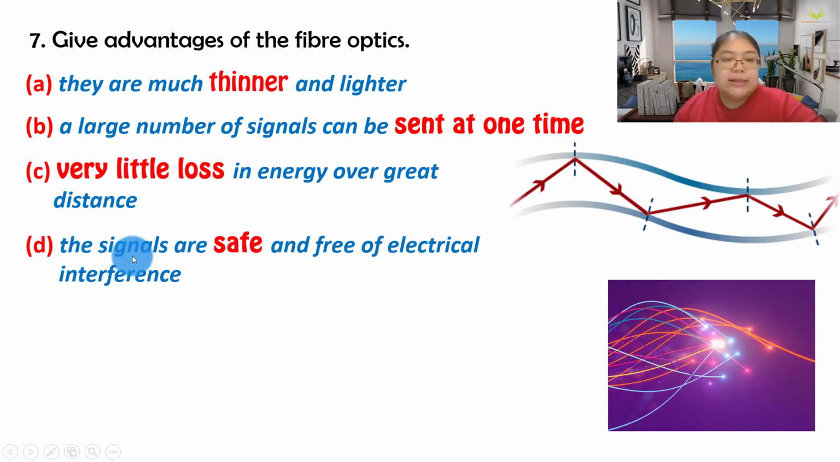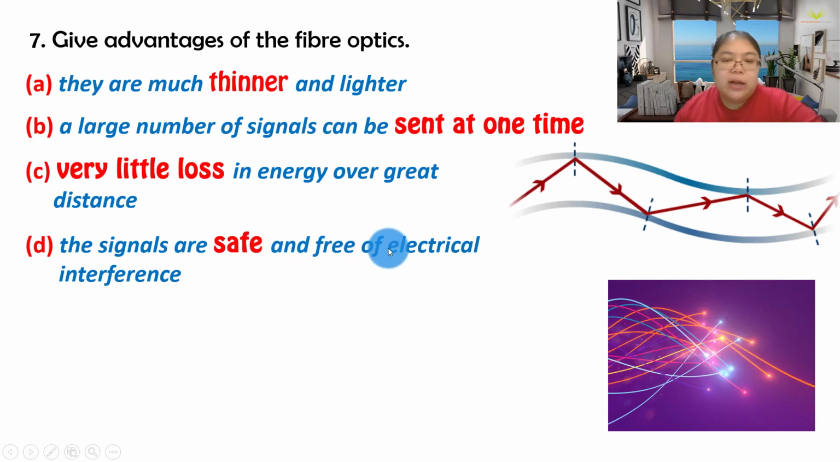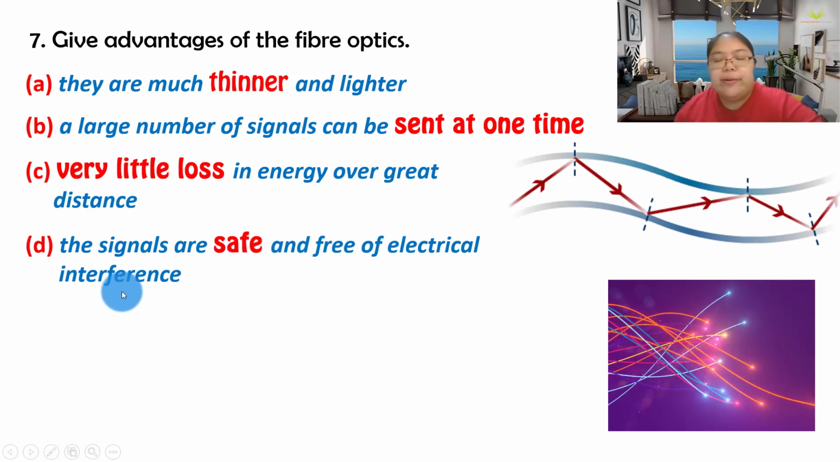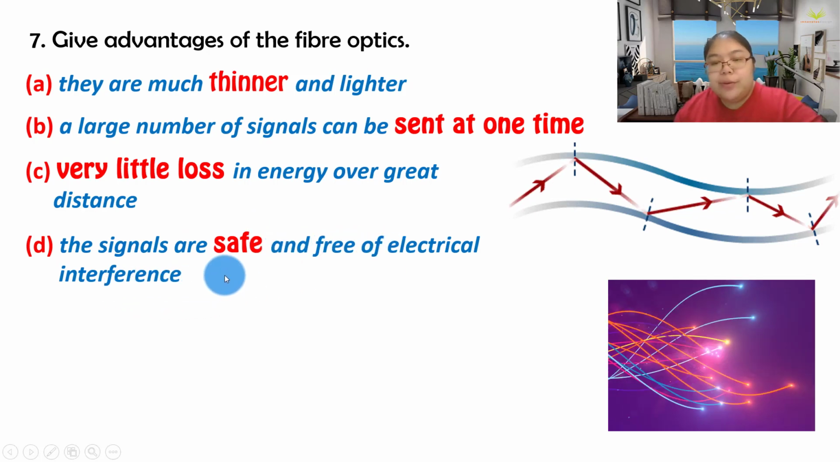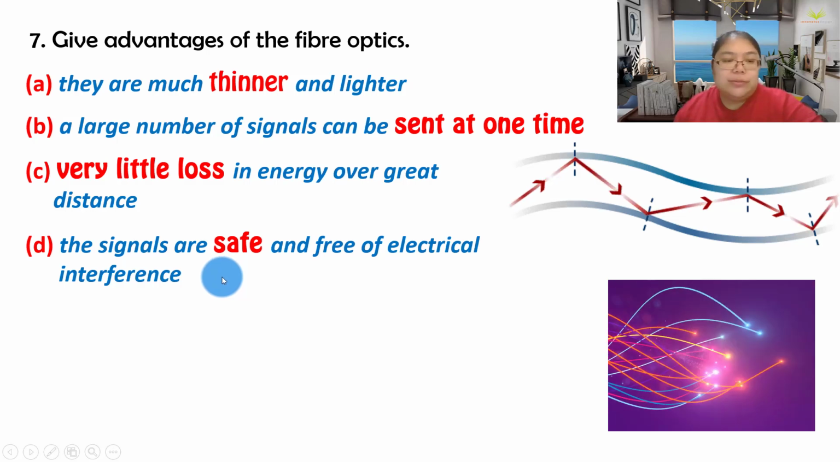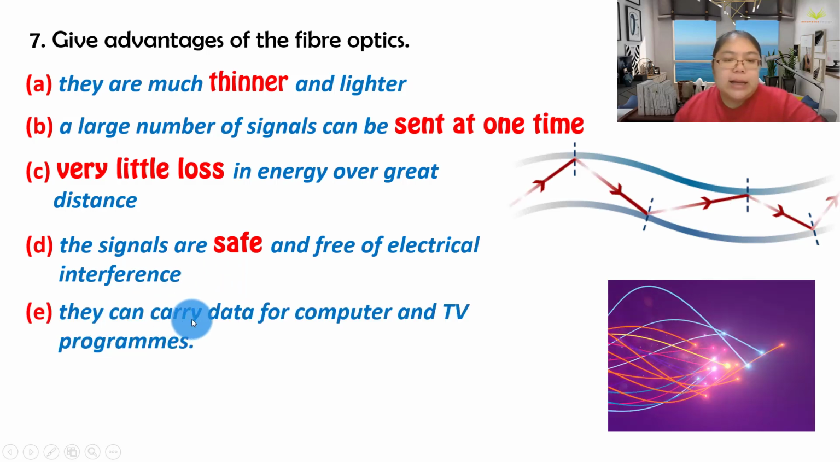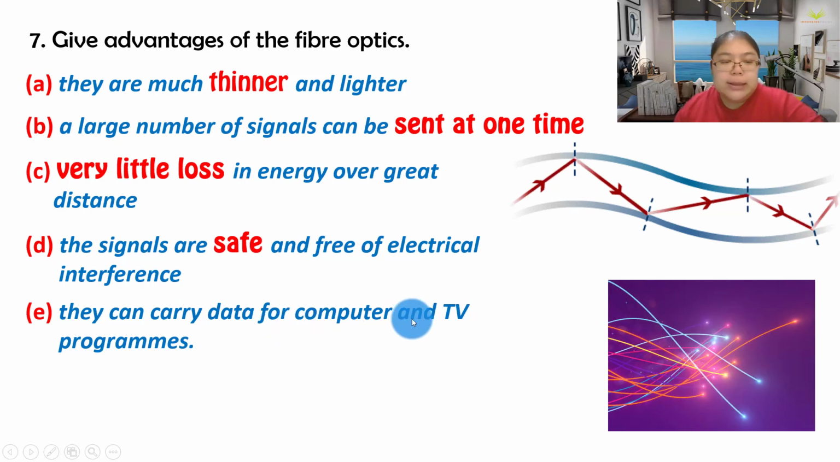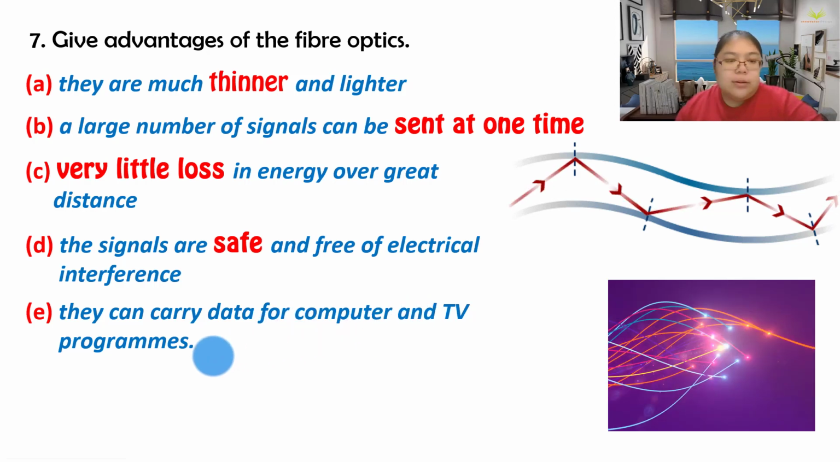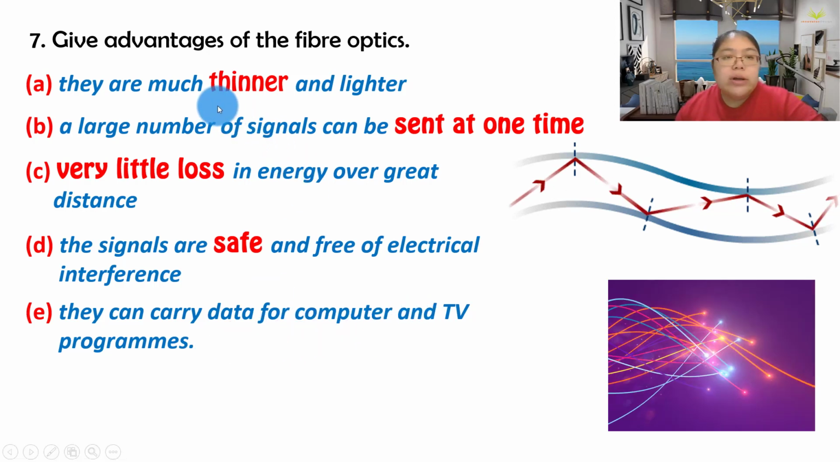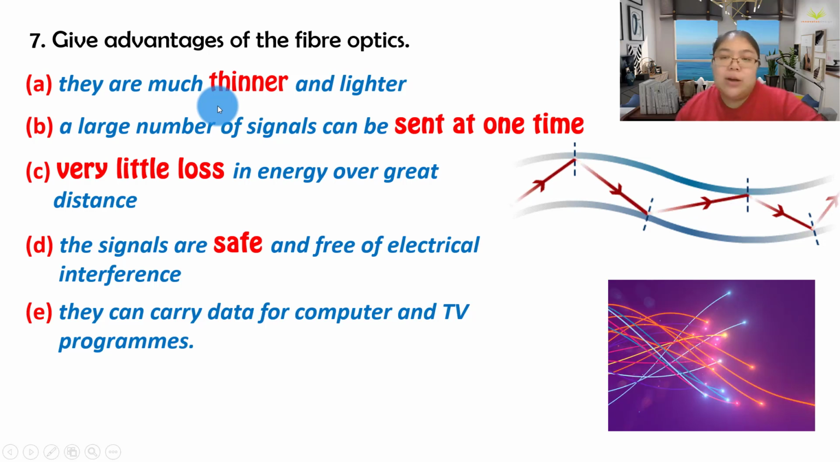D is that signals are safe and free of electrical interference. That means they are not affected by electrical effects. E is that they can carry data for computers and also TV programs. So these are all advantages of fiber optics.